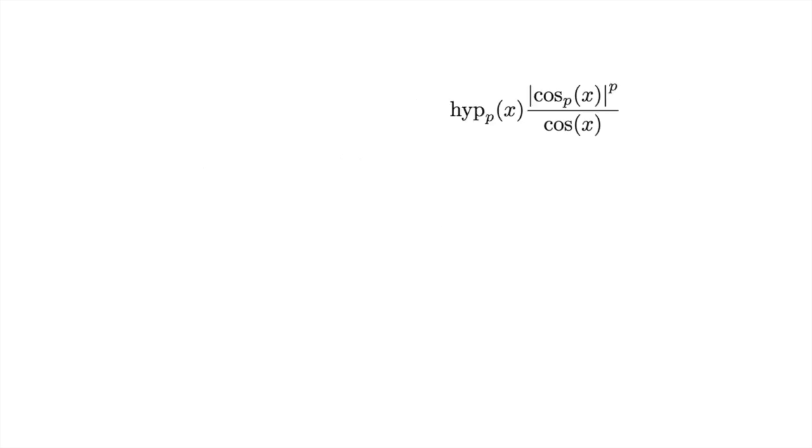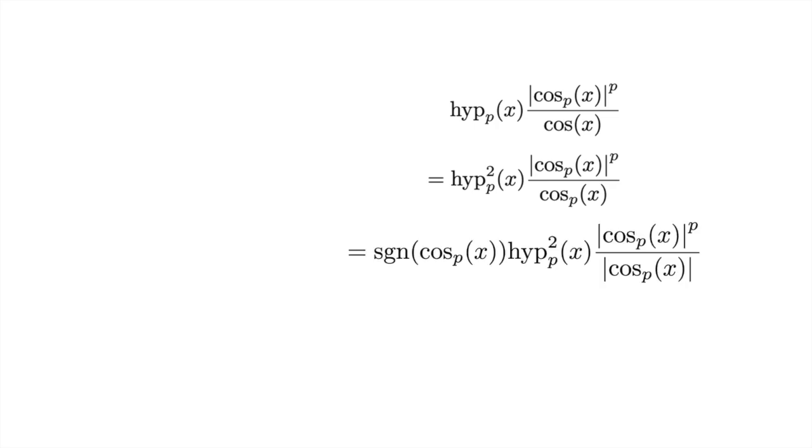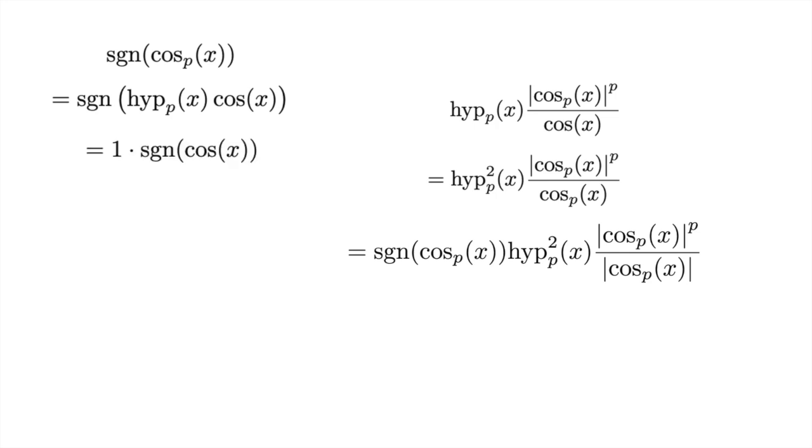And since this form has discontinuities at integer multiples of pi over 2, we have to do a little rearranging. We'll multiply the numerator and denominator by height base p of x, then multiply in 2 signum of cosine base p's, creating an absolute value in the denominator. As a note, signum of cosine base p is equal to signum of height base p times cosine. Since the signum of a product is always the same as the product of signums, and height is always positive, signum of cosine base p is the same as signum of just cosine.